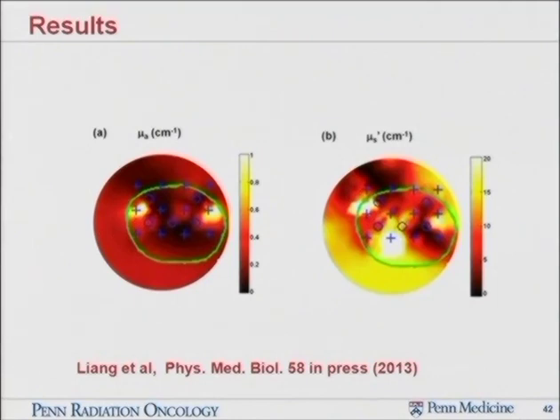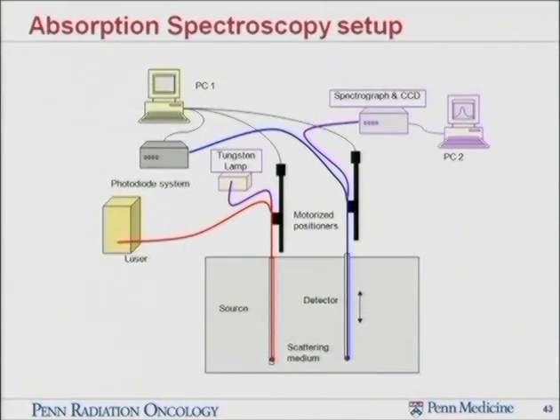The advantage of using this reconstruction is that it seems to predict the mu S prime better than if we just use a single pair between light source and detector. So the next thing one can do, of course, is introduce a white light source instead of a laser source at the wavelengths. Then you can get the spectra.